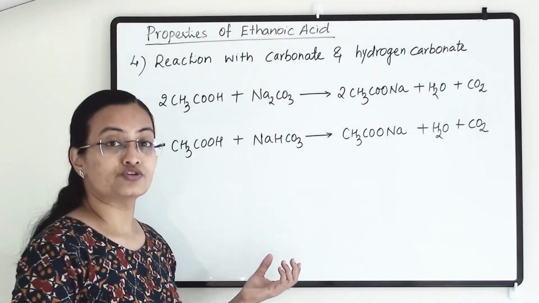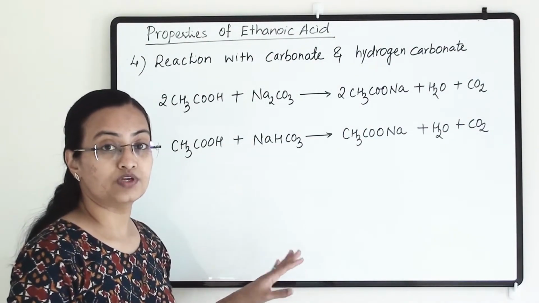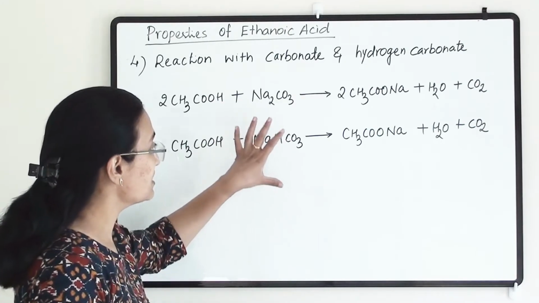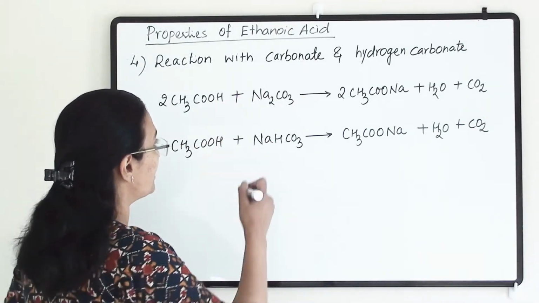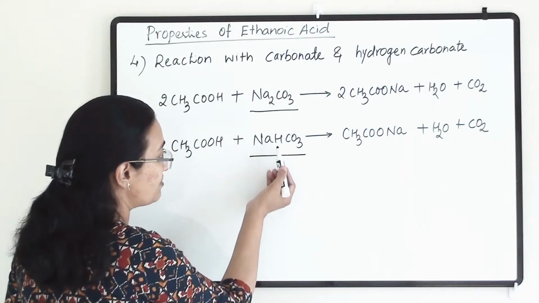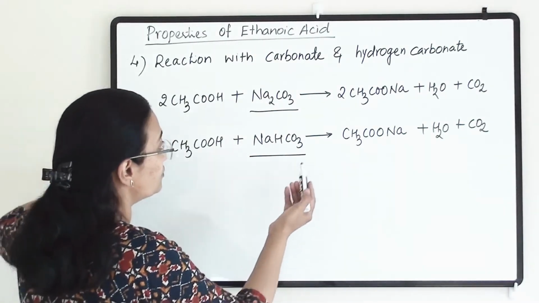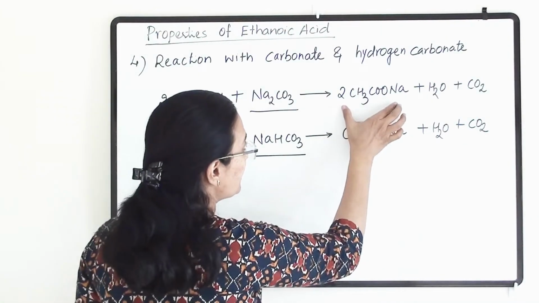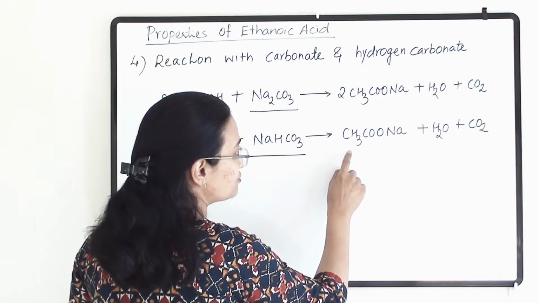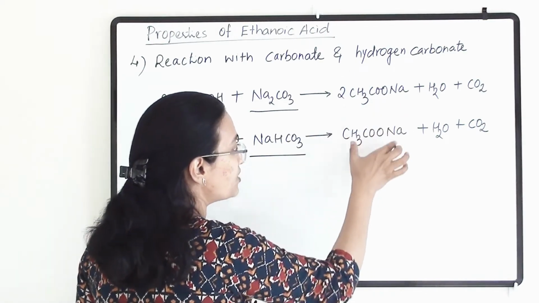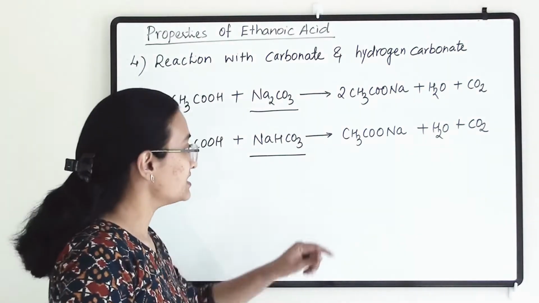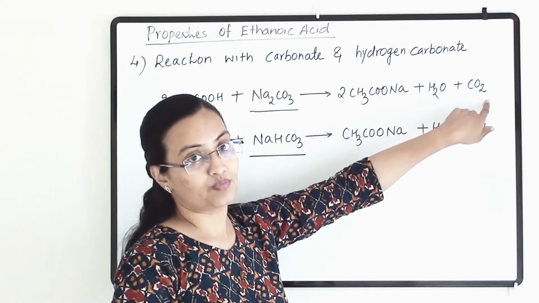Now our fourth reaction of ethanoic acid is with sodium carbonate and sodium hydrogen carbonate. So in these two different reactions, here sodium carbonate is there and here we will get sodium hydrogen carbonate. The difference is only that here we are going to get two molecules and here we are going to get only one molecule. Otherwise the product will remain the same, that we will get sodium acetate, water and carbon dioxide.